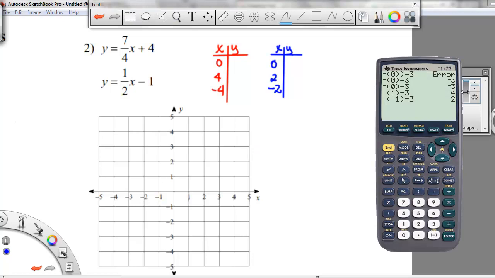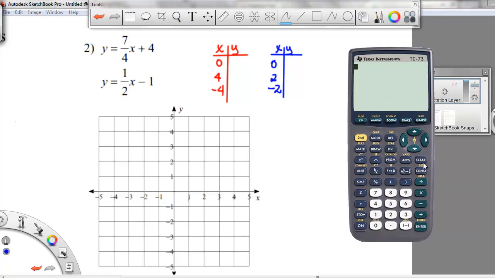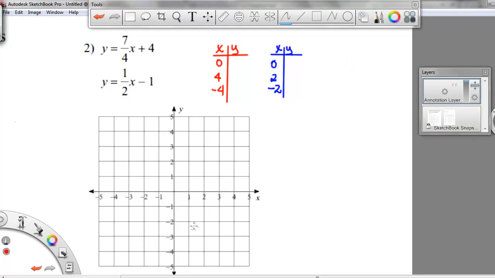Now let's take our calculator. We'll put this first equation in. So 7 divided by 4. We're substituting the x out and putting a number in, so I'm going to put that in parentheses to show that I've substituted in a variable. I'm going to add 4 to it. So I have 4. So when x is 0 in this first equation, y is 4.